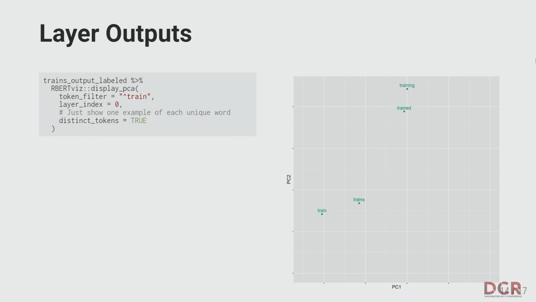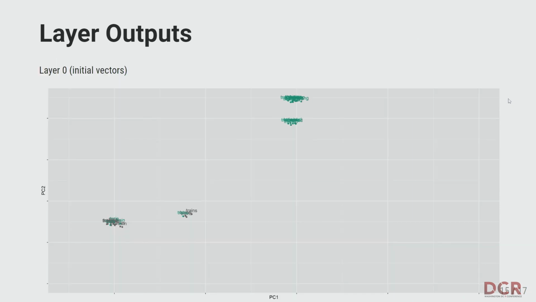And so this is just looking at one example of each of the words that people used. So they used train down here, trains, trained, and training. And at layer 0, that's all it knows. It just has one point for each word. When we add all the other ones, there's a little bit of wiggle on them because it also takes the position within the sentence into context. But for the most part, these are all train, these are all trains, these are all trained, and these are all training. And here the green means that it's teach, and the black means that it's a locomotive.